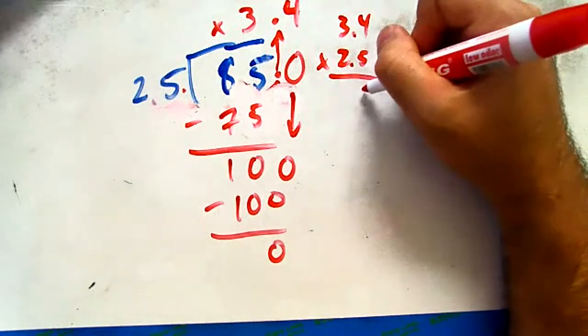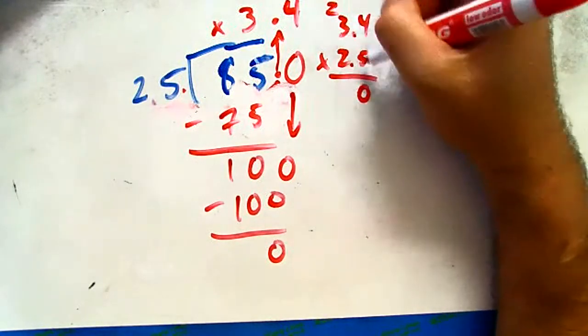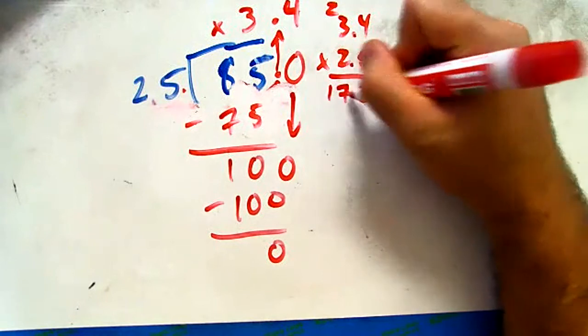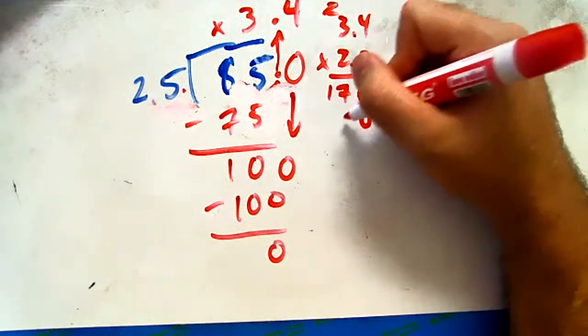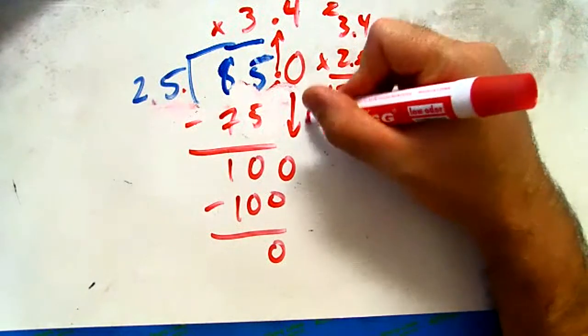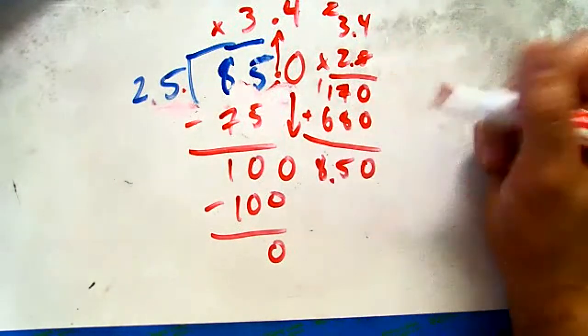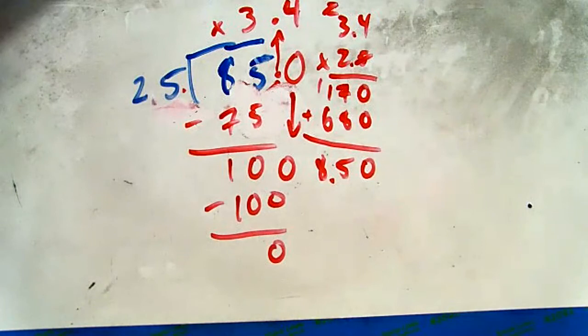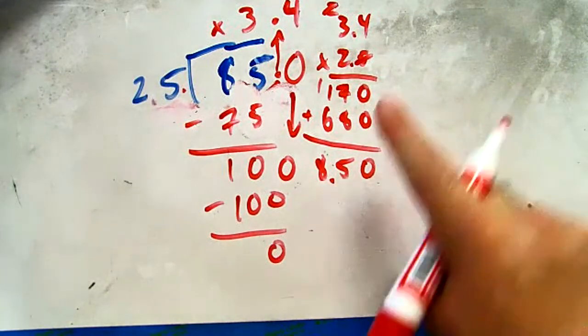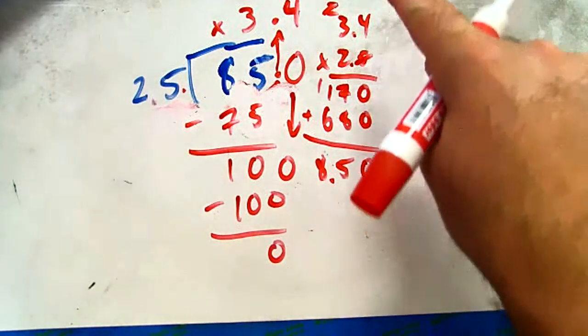Let's find out. 5 times 4 is 20. 5 times 3 is 15. Plus 2 is 17. 2 times 4 is 8. 3 times 2 is 6. 2 decimal places. Boom, 8.5. Yes, it's exactly where we started. 8.5 divided by 2.5 gives us 3.4.